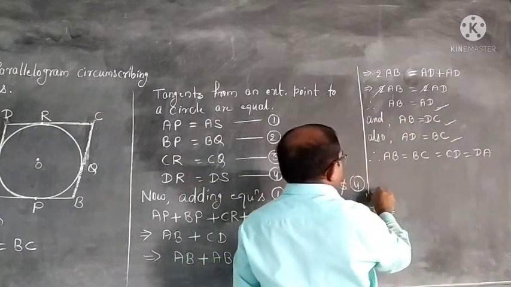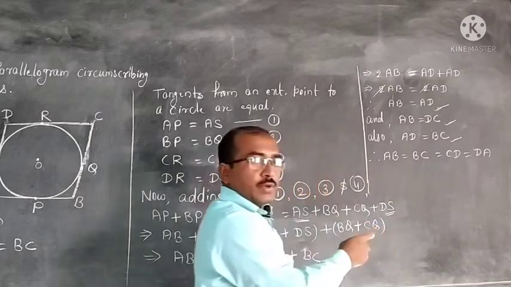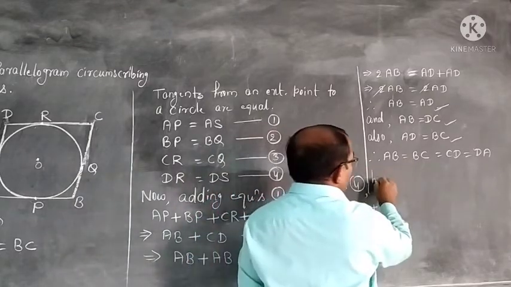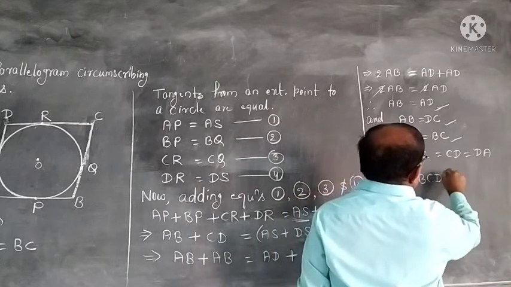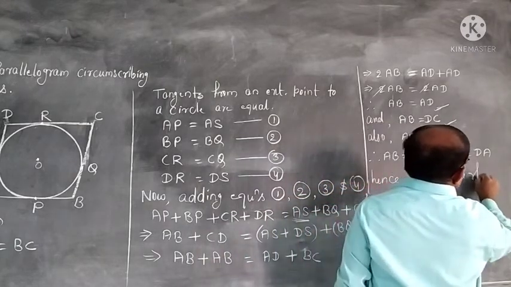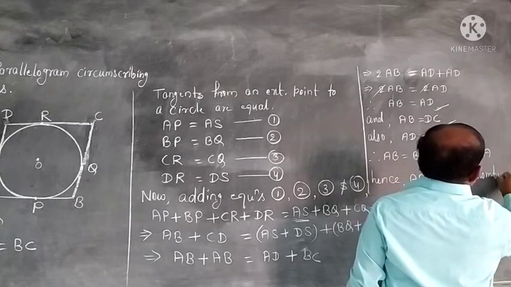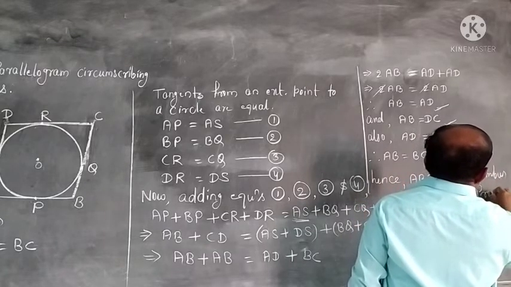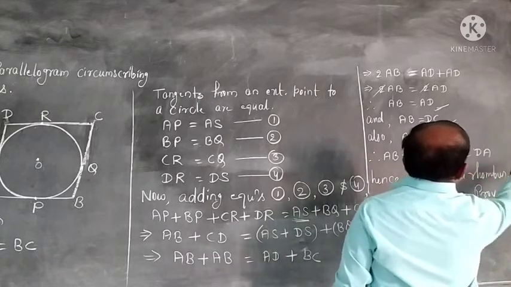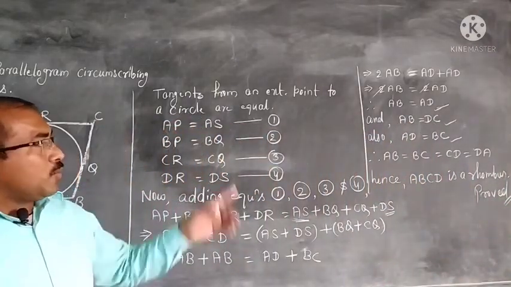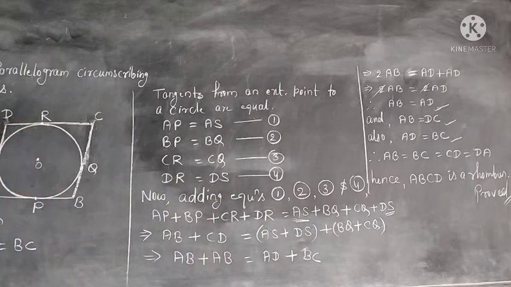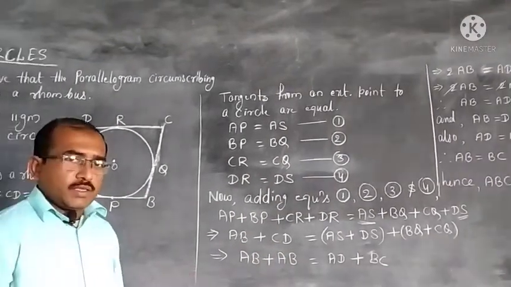That means it happens only in a rhombus, where all four sides are equal. So, here we can conclude, hence ABCD is a rhombus. So very easily we do this proof. The thing is that we need to keep in our mind the properties of parallelogram, properties of tangent and properties of rhombus. I hope you have understood it nicely.